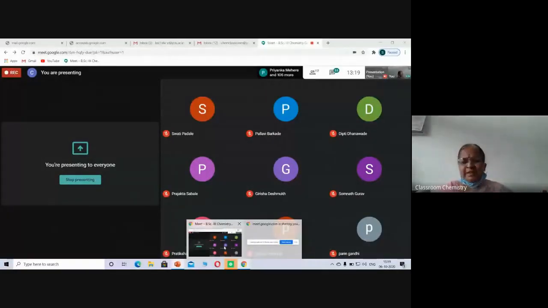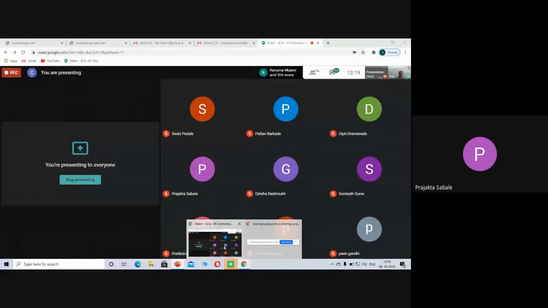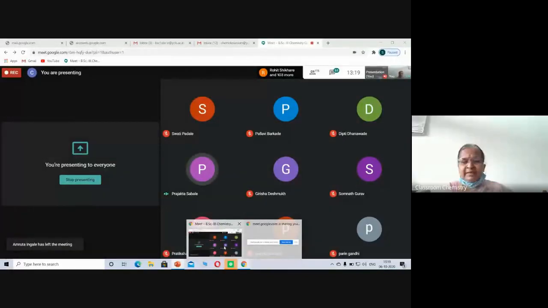मग आता मला सांगा, डेफिनेशन सांगा बरं वेवलेंथची. What is wavelength? The distance between two successive crest and trough. Distance between two successive crests or two successive troughs.